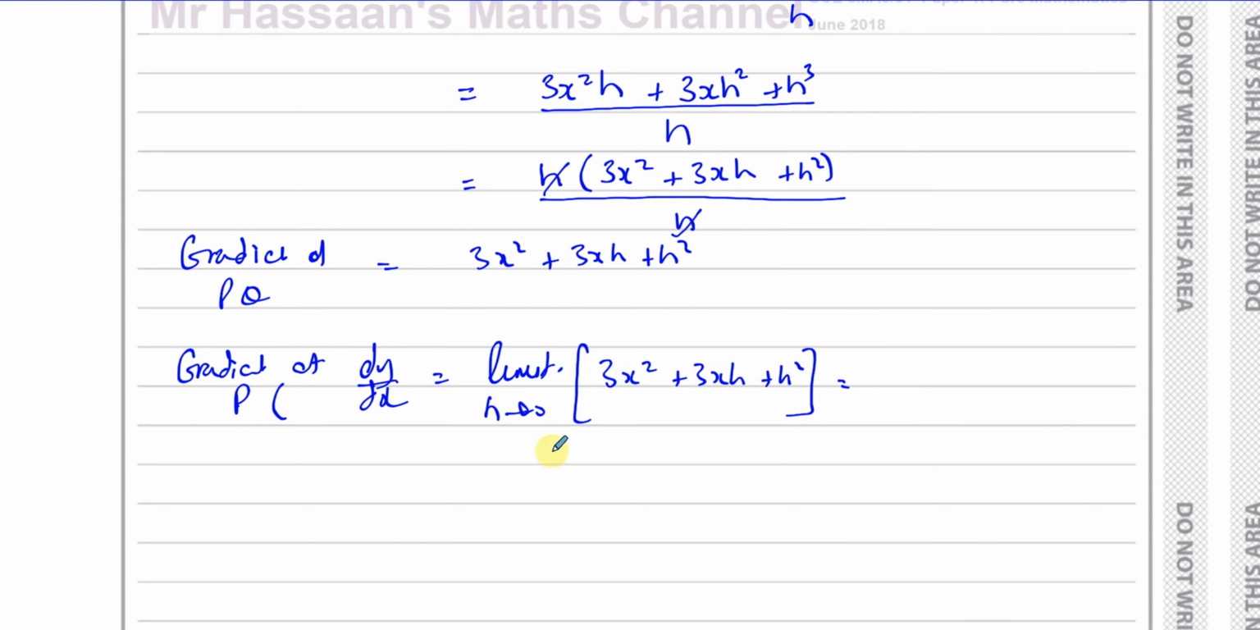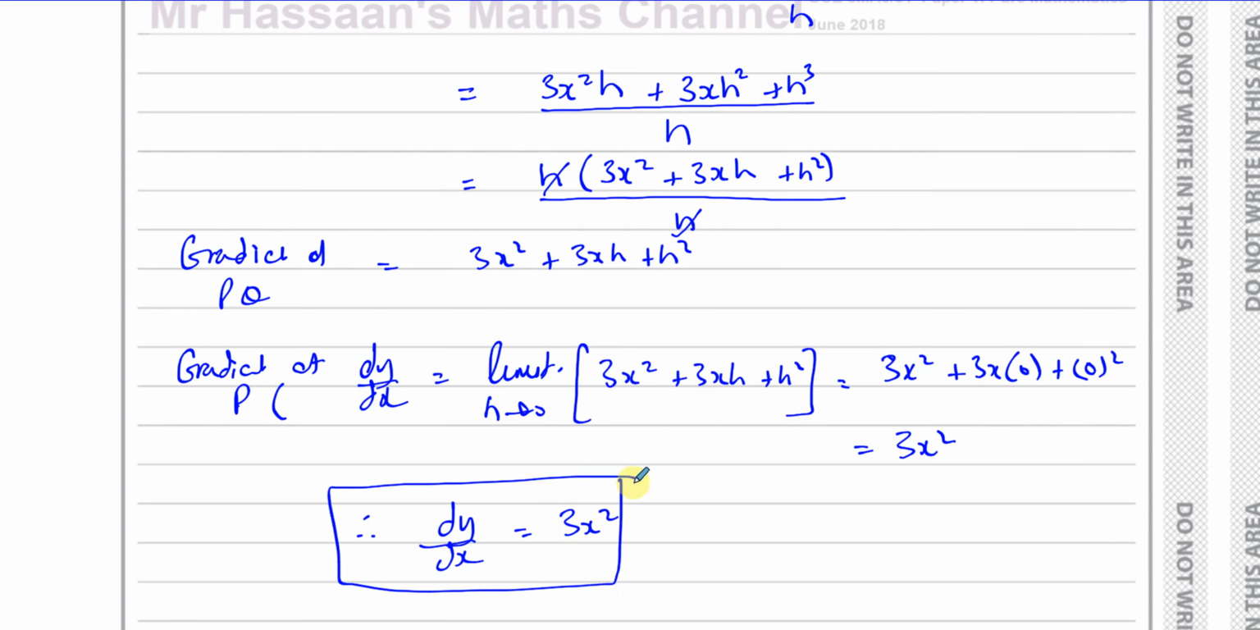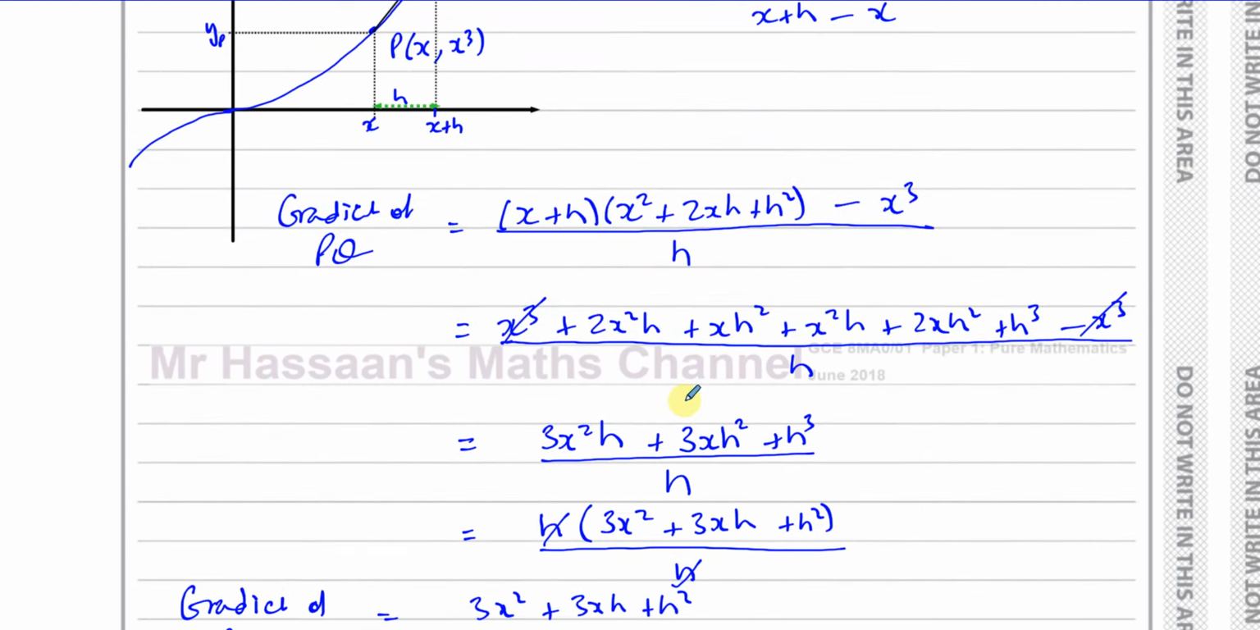Okay, so as h becomes 0, this becomes 3x squared plus 3x times 0 plus 0 squared. What does that leave us? It leaves us with 3x squared. So therefore we can say that dy/dx is equal to 3x squared, which is what we had to prove. Okay, so that's how we can understand how to derive from first principles.